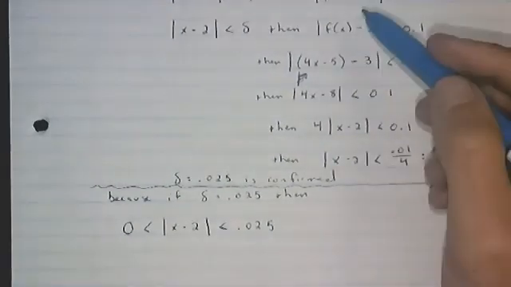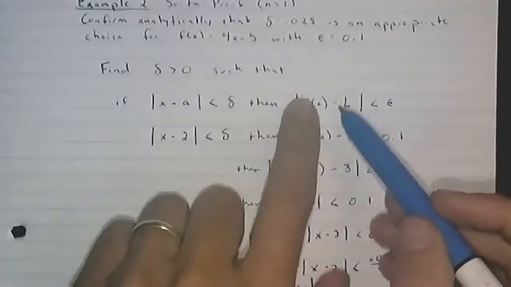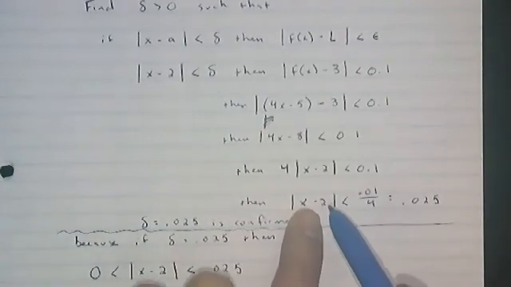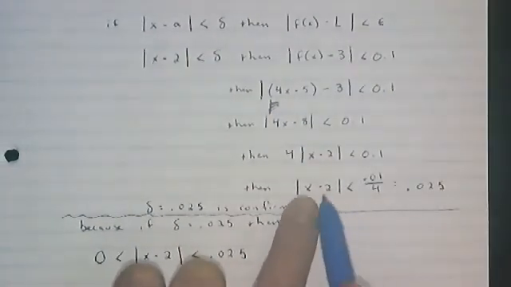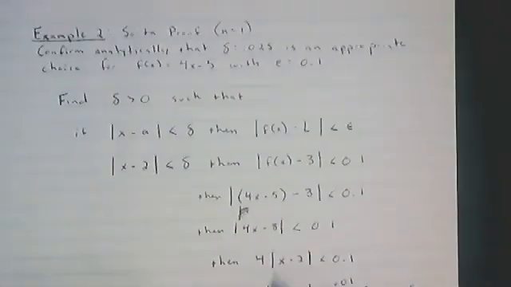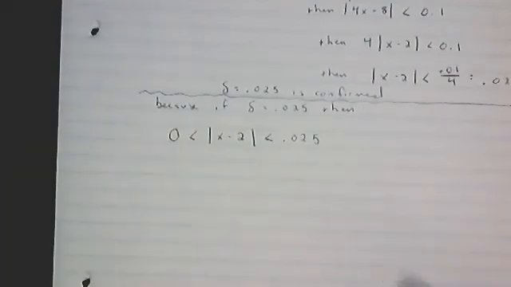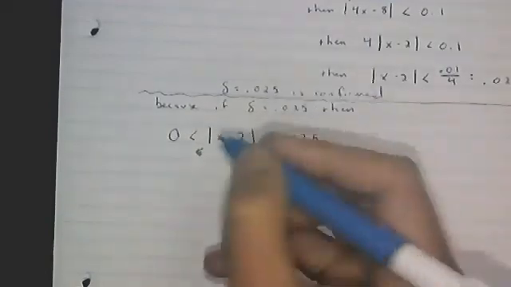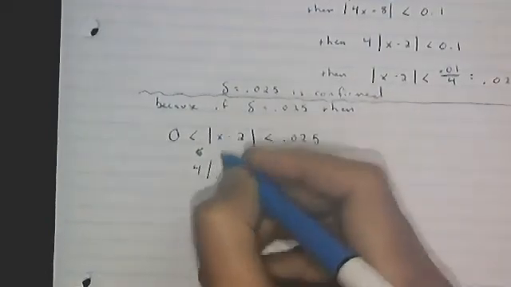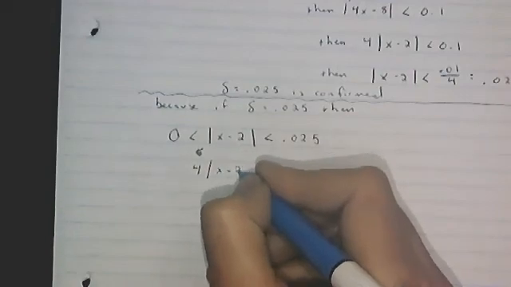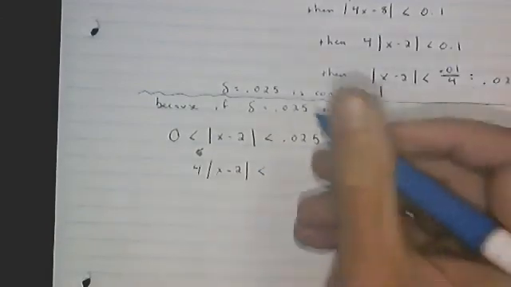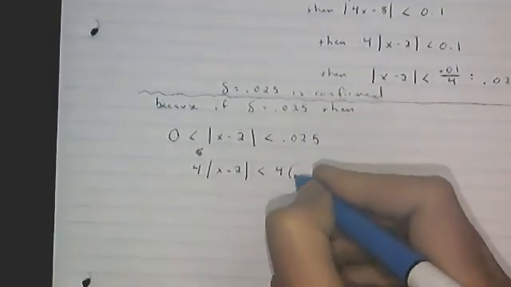And so top half of the page, we were starting here and wanted to end up with something that involved the absolute value of x minus 2. Now we're going reverse. We want to show, okay, if we have this thing true, then we end up with this truth. And so we're going to do some kind of backwards finagling. Let's multiply both sides by 4. Actually, let's skip lines here. So 4 times the absolute value of x minus 2 is less than or equal to 4 times 0.025.